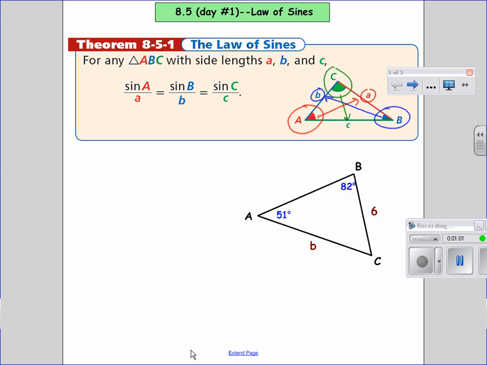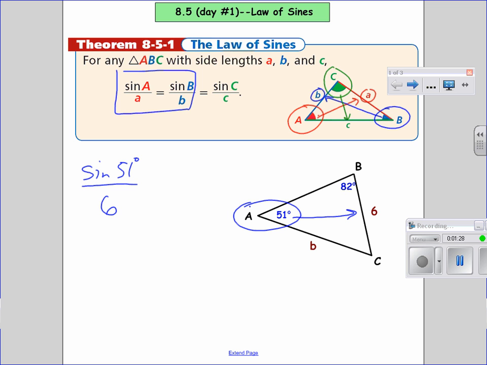So now, basically, what's going to happen is typically you're going to have four pieces of information there. You'll have three filled in and you'll have one missing. So you're going to be setting up ratios. So for this one down here, for example, let's use this as our starting point. I've got the sine of 51 degrees over 6, the number 6 across there, is equal to the sine of 82 degrees over letter B. And I'm solving for letter B.